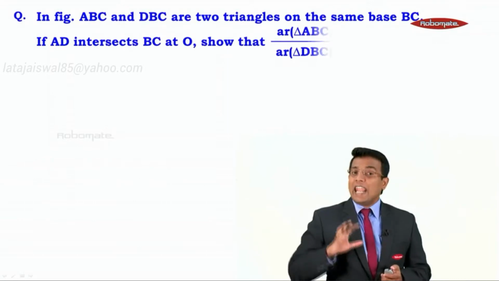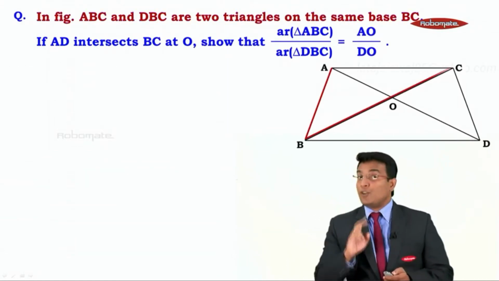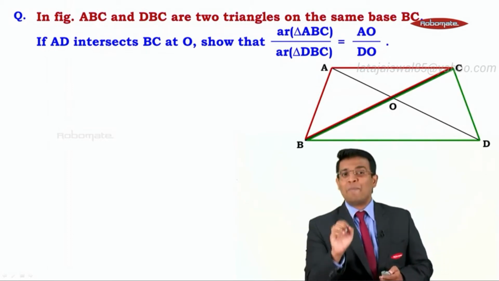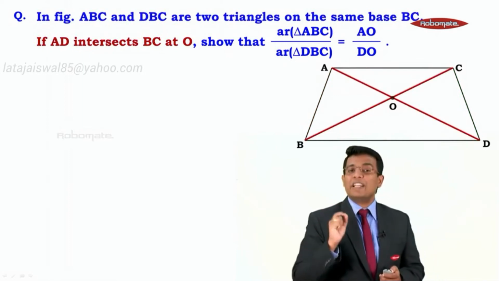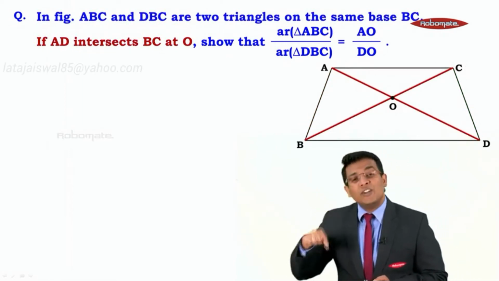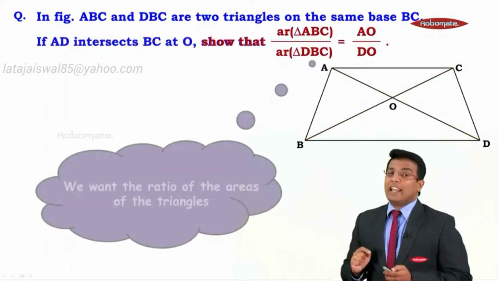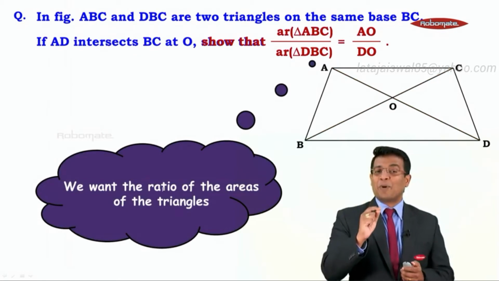We are going to do a very important and a very interesting sum. Let's see this sum first. It says that in the given figure, we have ABC and DBC, two triangles on the same base BC. If AD intersects BC at O, so AD and BC intersect at O, then show that area of triangle ABC upon area of triangle DBC is equal to AO upon DO.